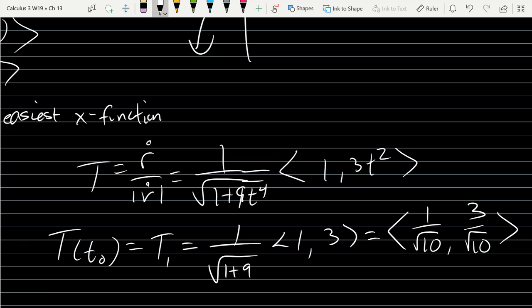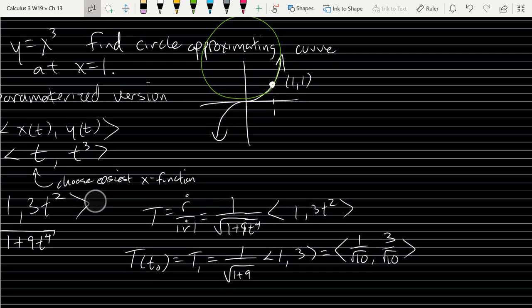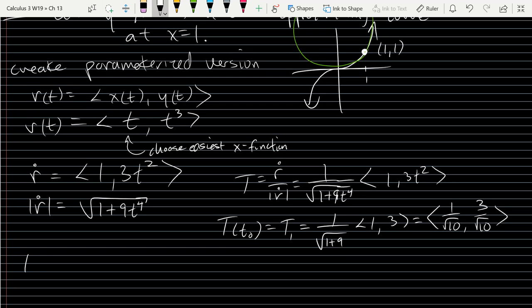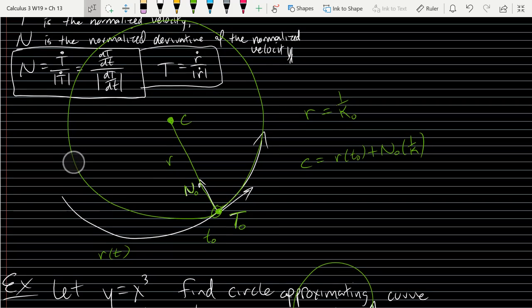There is one property I can easily check with T1. What should the magnitude of this vector be? It's supposed to be the unit tangent vector, so it better have magnitude 1. If I square them both, they're both going to be tenths. It's 1 tenth plus 9 tenths, which is 10 tenths if I square them and add them together. All right, that doesn't mean it's correct, but at least it means that the magnitude is 1. So we did something correct, at least. So this should be T1 right there, and that is part of what I need. Now I need to get the N, the perpendicular. N, going back up, is going to be the derivative of T divided by the magnitude of the derivative.